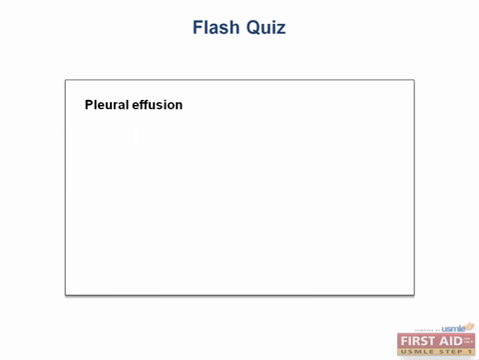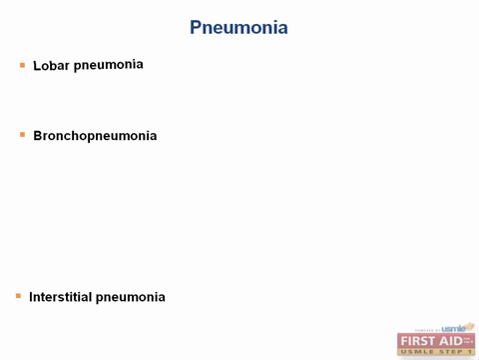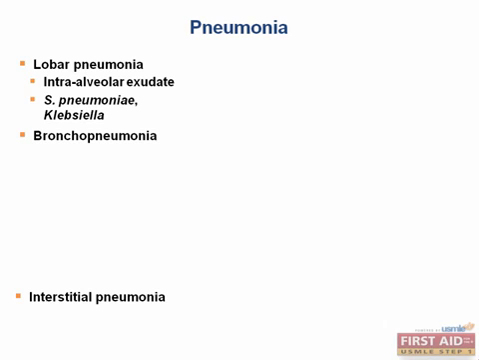Pleural effusion. Anatomically, you can think of infectious pneumonia as lobar, bronchopneumonia, or interstitial pneumonia. Lobar pneumonia is characterized by an intraalveolar exudate that leads to consolidation, potentially of an entire lung. Do you recall the most common organisms in the outpatient setting from microbiology? Correct. Strep pneumo and occasionally Klebsiella.